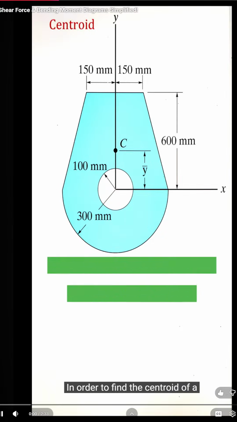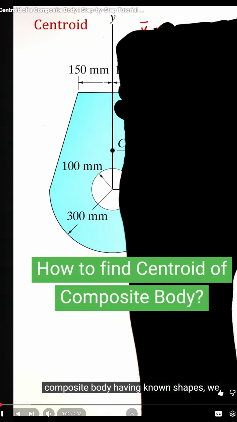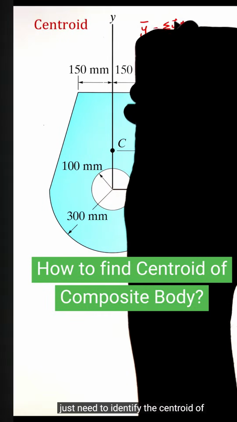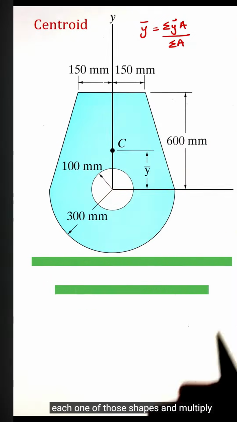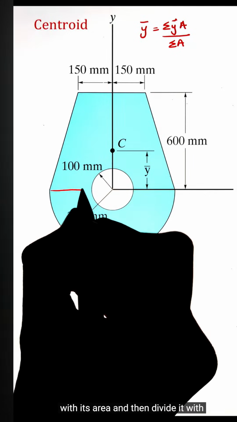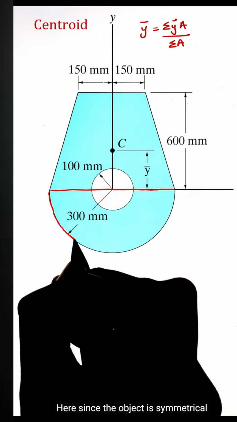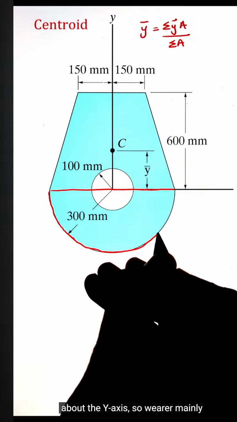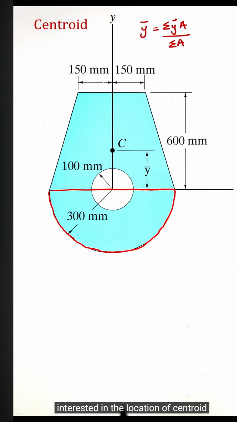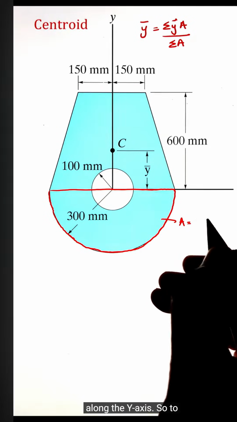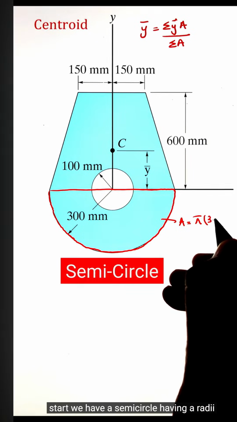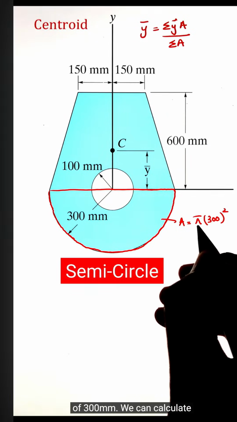In order to find the centroid of a composite body having known shapes, we just need to identify the centroid of each one of those shapes and multiply it with its area, and then divide it by the total area of the body. Here, since the object is symmetrical about the y-axis, we are mainly interested in the location of the centroid along the y-axis. So to start, we have a semicircle having a radius of 300 mm.